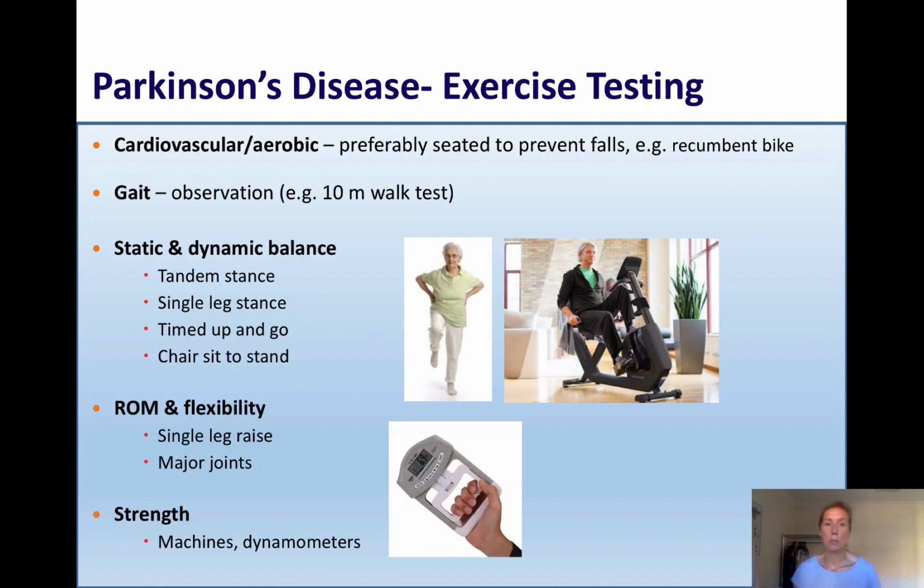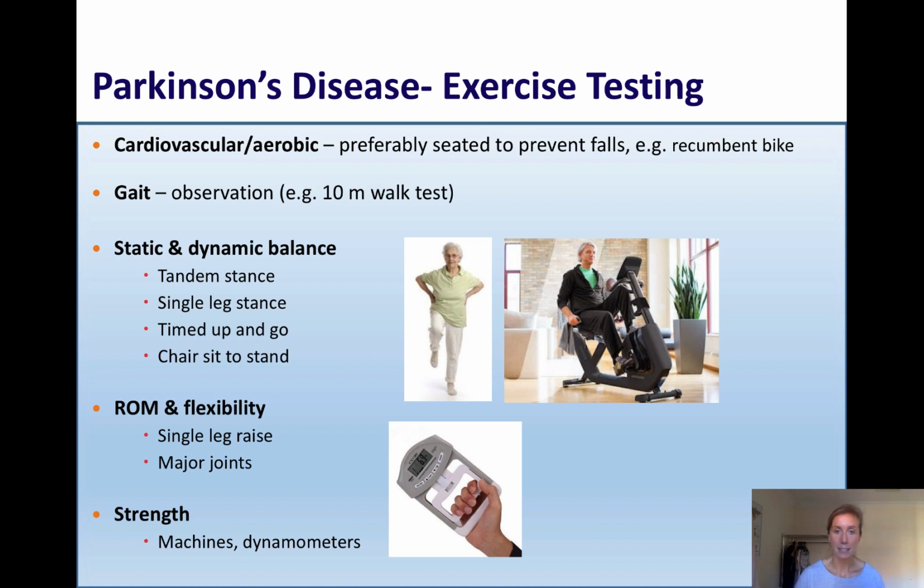So if we want to try and do some exercise testing with our Parkinson's patients, we're definitely going to want to make sure we assess their aerobic capacity. Once more, preferably we're going to have them in a seated position, so using again a recumbent bike, for instance, some kind of seated ergometer where there's really, really low risk of falling. Gait is going to be an important one, so we can just simply do a subjective observation of the gait over, say, a 10-metre track.